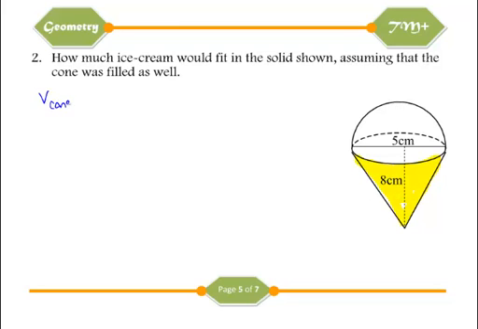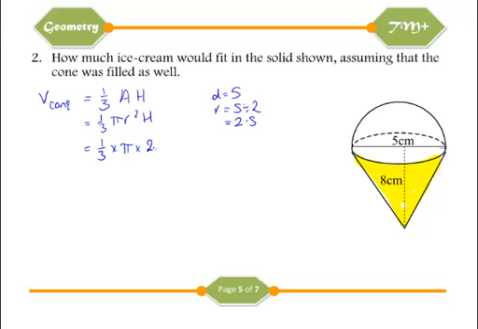So volume of the cone is 1/3 times the area of the base times the height, so 1/3 pi r squared h. Now it's giving me the diameter. The diameter equals 5, so the radius is going to be 5 divided by 2, which is 2.5. So we've got 1/3 times pi times 2.5 squared times the height of my cone, which is 8. 2.5 squared times 8 is 50 pi over 3. So I'm going to leave it like that.